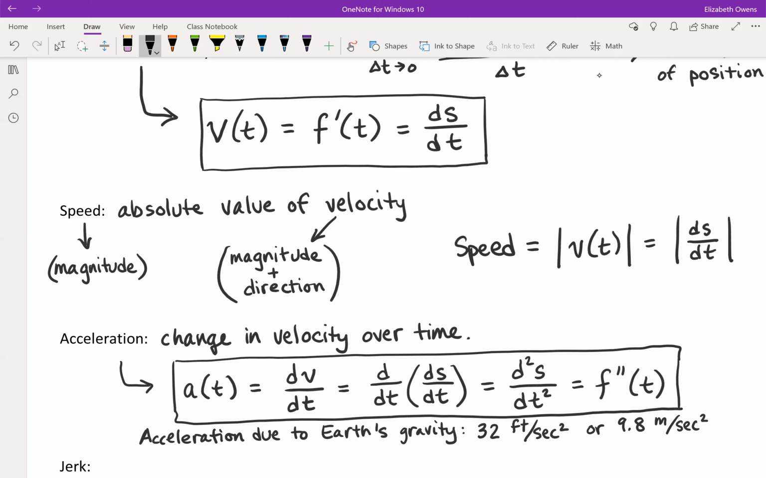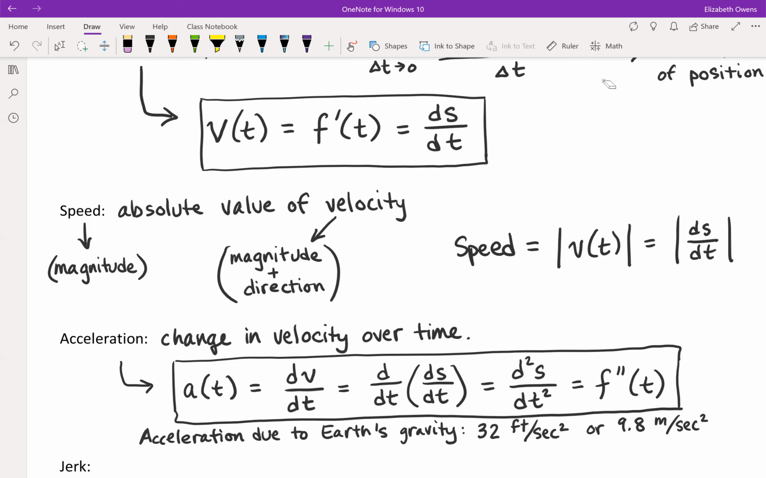If you came across that on a test or something like that, I would provide this constant for you. I don't expect you to have that memorized, but you might need to have it memorized for a physics class. So just be aware that that's what we're looking at. We have a constant acceleration due to gravity here on Earth. But in general, acceleration is just the second derivative of position.